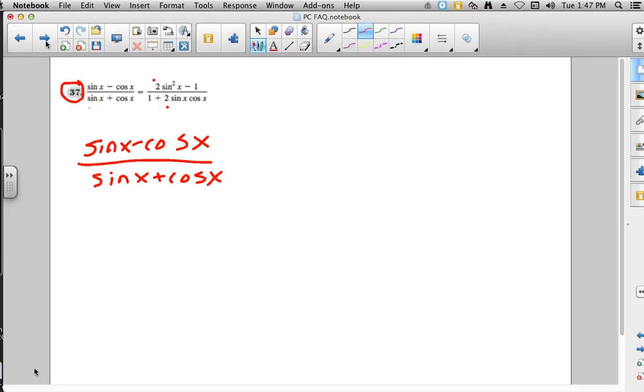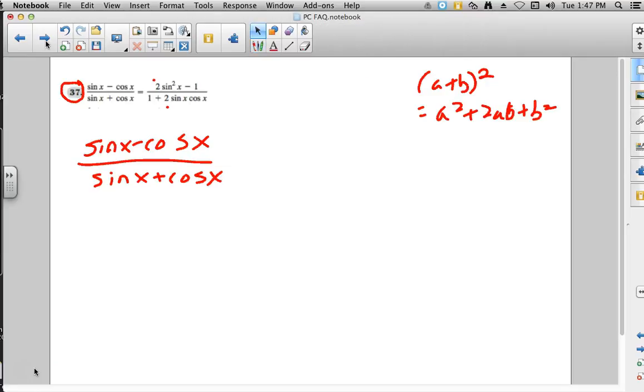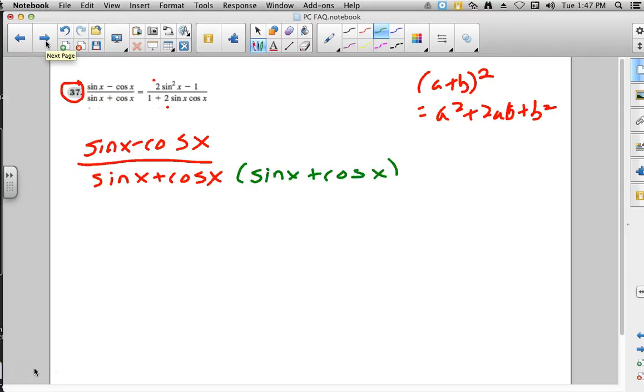You can think back to the formula, the quantity a plus b squared equals a squared plus 2ab plus b squared. If I'm going to get the 2's, that's going to be the easiest way to do it. Which means, in this case, I'm not going after the conjugate of the denominator. I'm trying to get that binomial squared pattern. So this will do it.